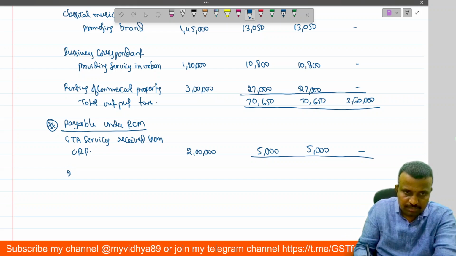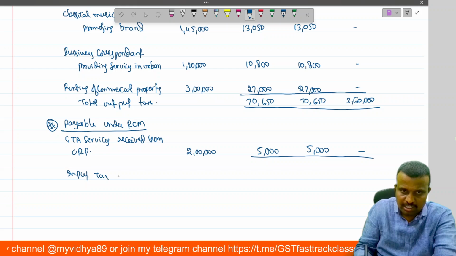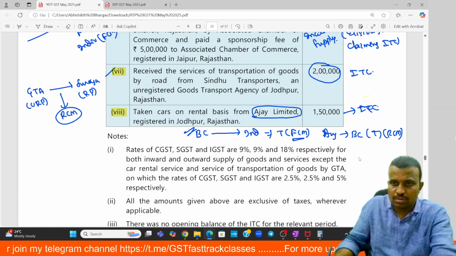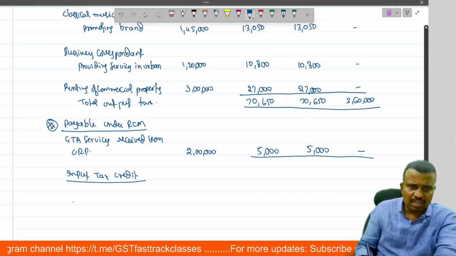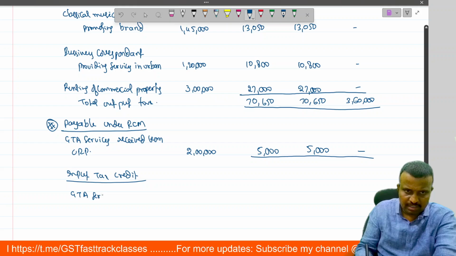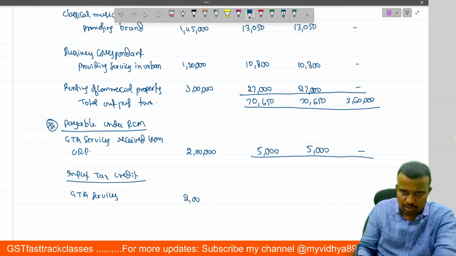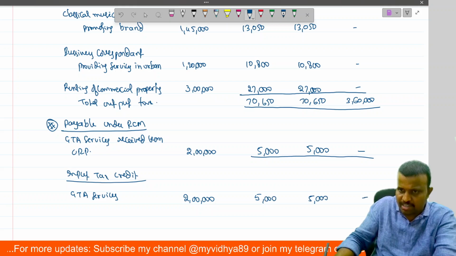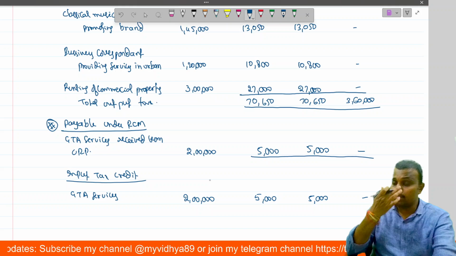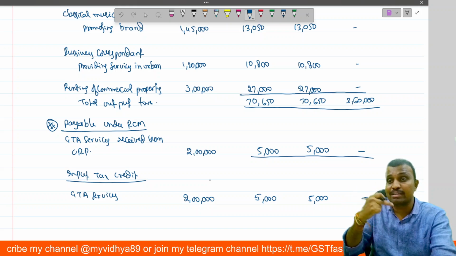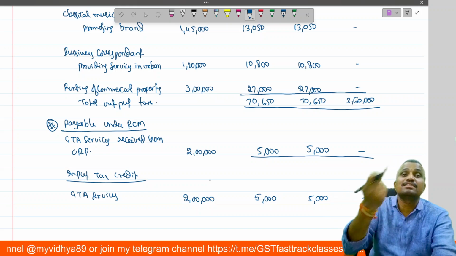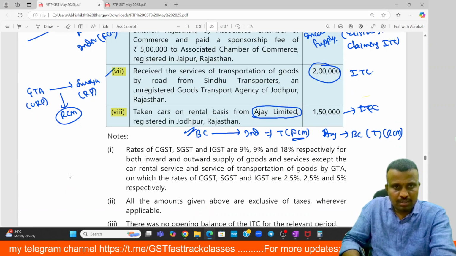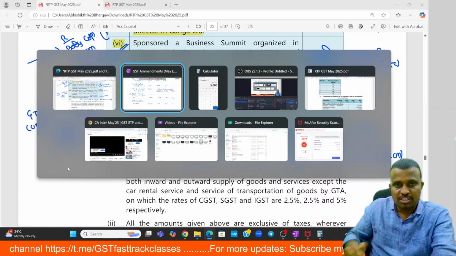Next, inward, nothing but input tax credit. In case of input tax, first we recorded GTA services. How much amount? 5,000, 5,000. If you are paying the amount on reverse charge mechanism, two things we have to remember: you need to pay it to the government, and the amount you paid is eligible for claiming ITC against another payment on outward supply. Okay. So next, and sponsorship services.